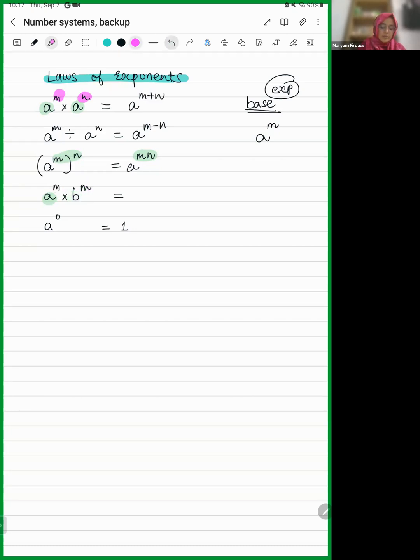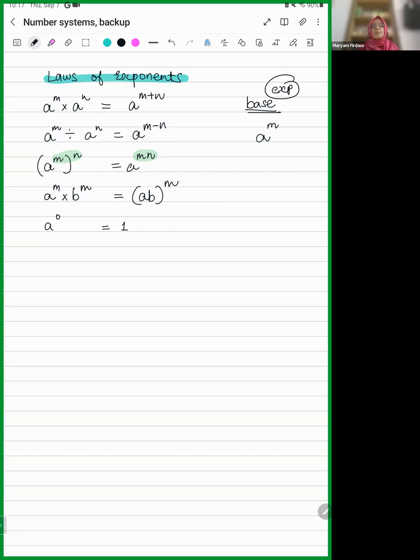So what is this? A to the power m into b to the power m is (ab) to the power m, not abm. It's easy to say abm, but abm basically means a multiplied by b multiplied by m. So you have to be specific about what you're saying. A to the power m into b to the power m is (ab) to the power m.